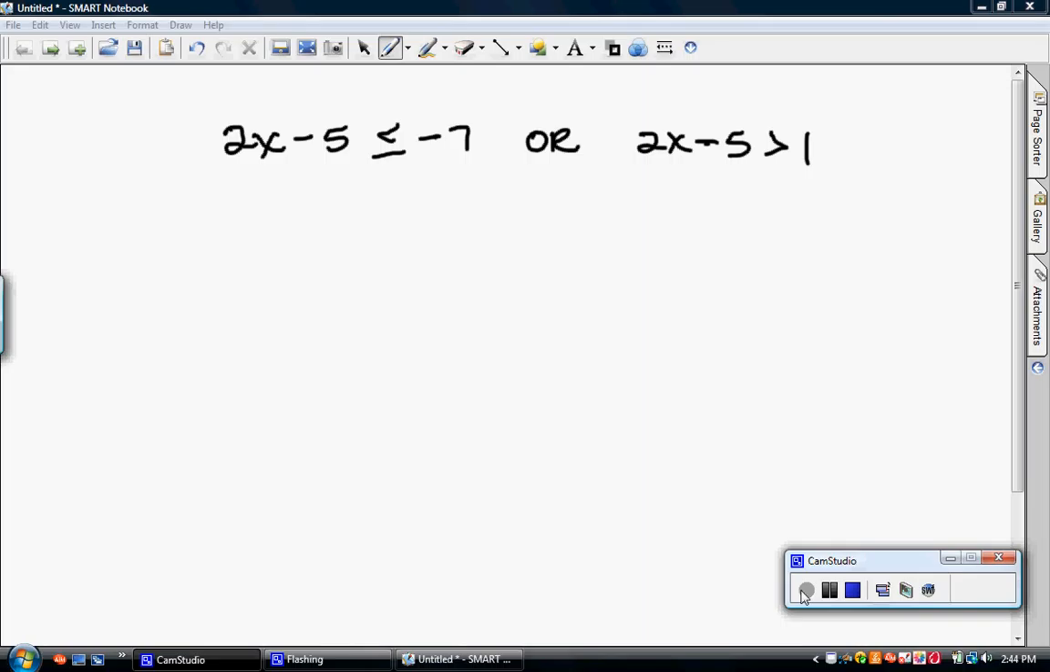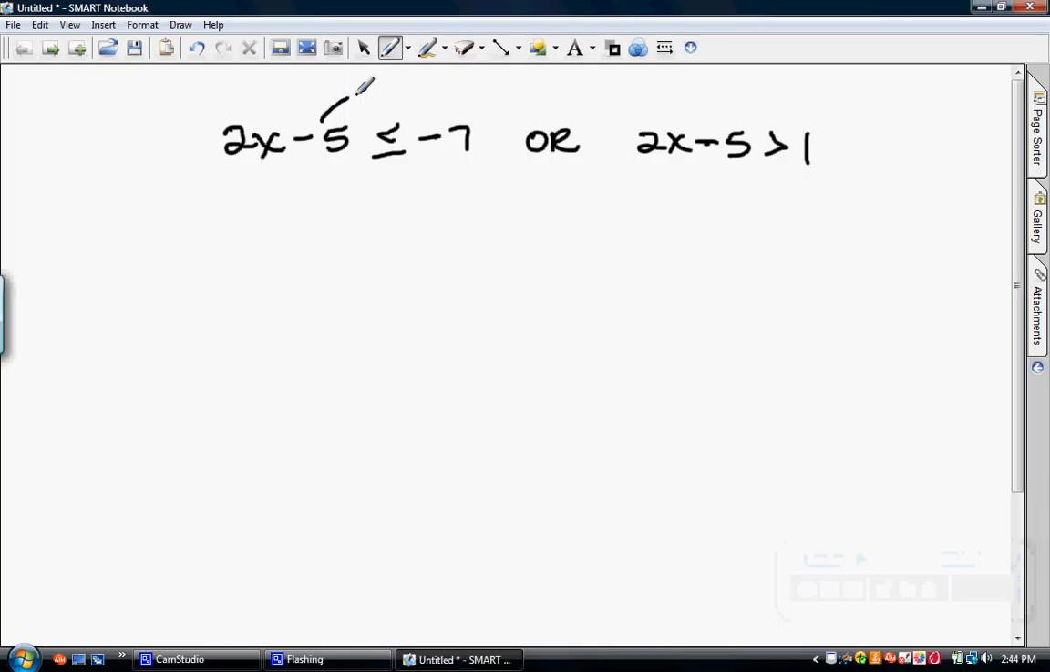If you solve the one on the left, you would be adding 5 to both sides. So we would get 2x is less than or equal to -7 plus 5, which is -2. And I would divide both sides by 2, which would be x is less than or equal to -1.